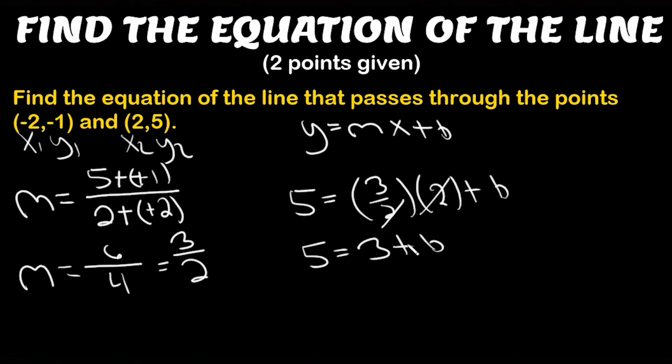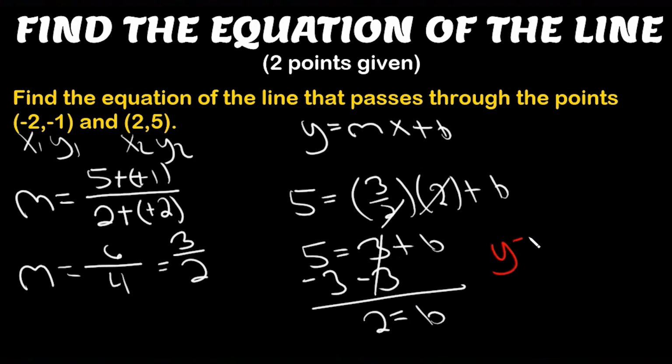My last step, get rid of that positive 3. I'm going to subtract 3. This will cancel. 5 minus 3 will give me 2. So 2 is equal to b. And now we're going to go ahead and put it all together. Here's going to be our final answer. We get y equal to our slope, which is 3 over 2, and then x, and then our b, which is positive 2. Done.